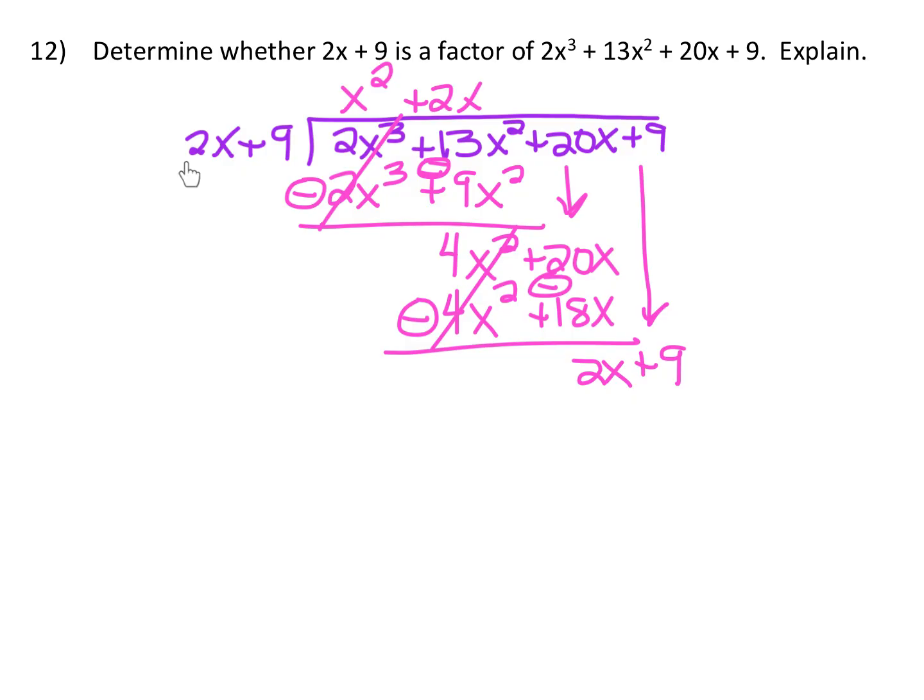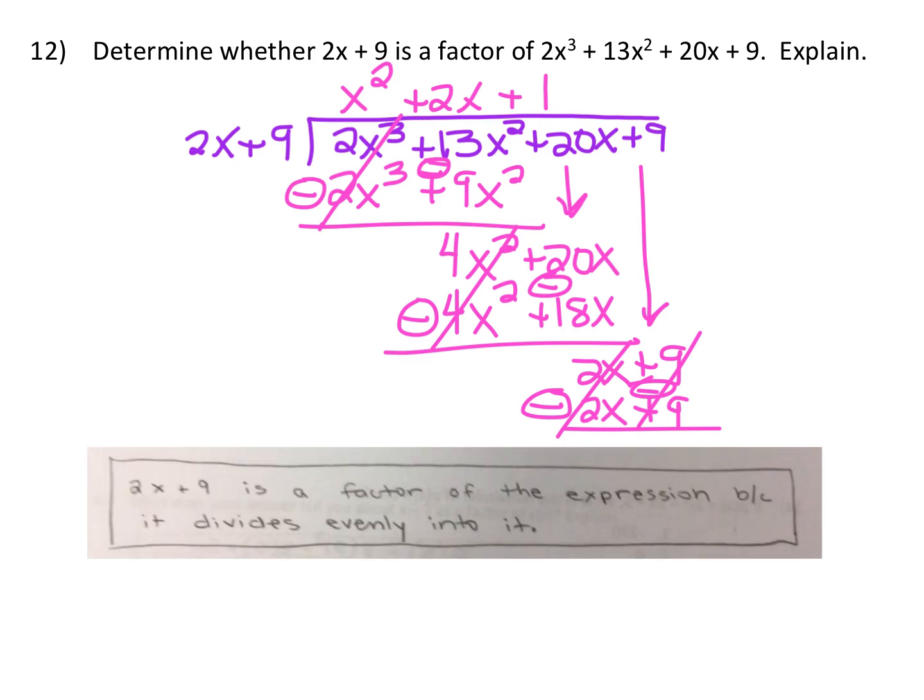All right, so last time we say, what do we multiply 2x by to give us 2x? Well, just positive 1. So when we distribute the positive 1, 1 times 2x is 2x. And then 1 times 9 is 9. And then when we change our signs, these both become negatives, and it causes both terms to cancel off, meaning we have no remainder. So you could say one of two things. You could say 2x plus 9 is a factor of the expression because it divides evenly into it, or you could say 2x plus 9 is a factor of the expression because there is no remainder.